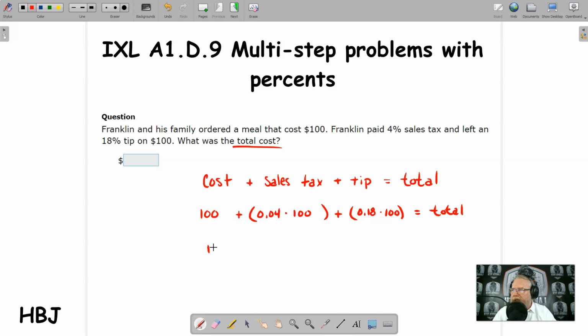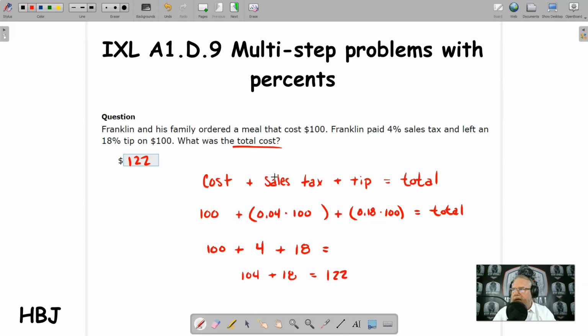So let's go ahead and work this out. So I've got 100 plus, and then 4% of 100 is going to be what? $4, right? You can check that on your calculator. Since it's 100, I can mental math this one pretty easily. And then I'm going to add to that 18% of 100, which is going to be 18. So whenever I add all these together, I'm going to end up with 100 plus 4 is 104, plus the 18, and that's going to give me 122. So the total cost is $122.